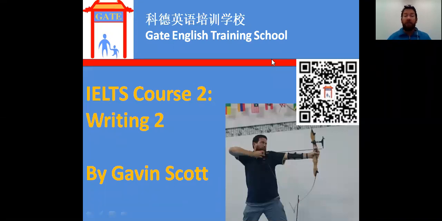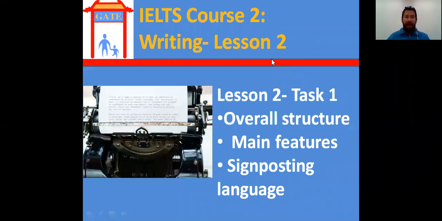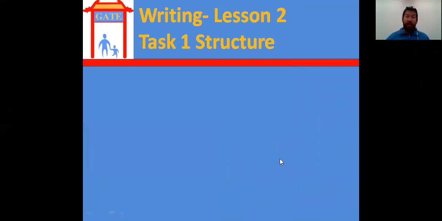Today, we're going to continue writing, looking at task 1. Within that course, we're going to look at a couple of things. First, we're going to look at the overall structure for task 1 and talk a lot more about main features, because that is a very important thing and I use the expression a lot. And to fill out the video, we're also going to look at signposting language, and the kind of language we use to organize our writing. Okay, so let's get started by first looking at the task 1 structure.